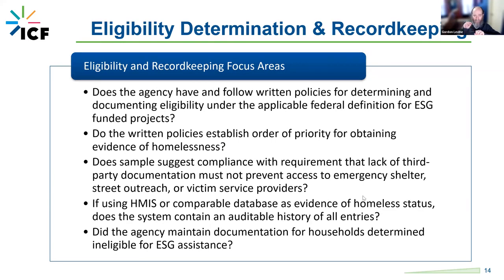Or what written policies and procedures, I'm going to put a pin in that. Do the written policies establish the order of priority for obtaining evidence of homelessness? ESG recipients are required to follow the order of prioritization that is listed in the ESG interim rule, which prioritizes third party over staff observation over self-certification. You can do all of them, but you have to go through that order with each participant before you get to a lower order of priority.